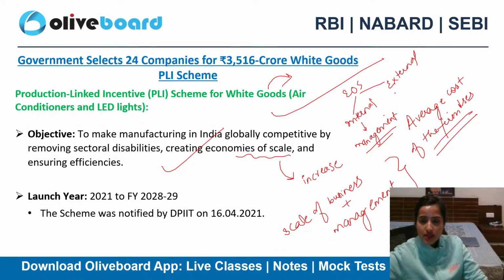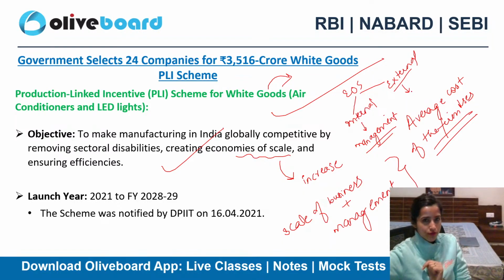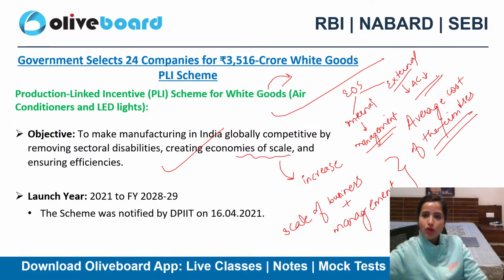External economies, on the other hand, is related to the overall industry. So we're talking about the entire industry, not one particular firm. So, for example, the government has brought a policy change, provided some subsidies, incentives. Because of that, your average cost reduces and it is overall beneficial. So now through the PLI scheme, we are talking about domestic manufacturing, so that economies of scale are created, sectoral disabilities are removed, and efficiency is attained.